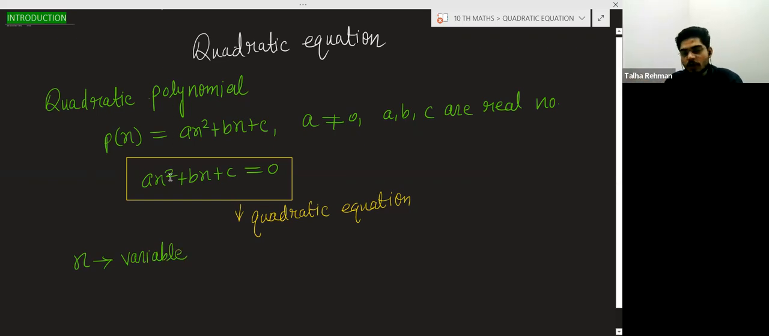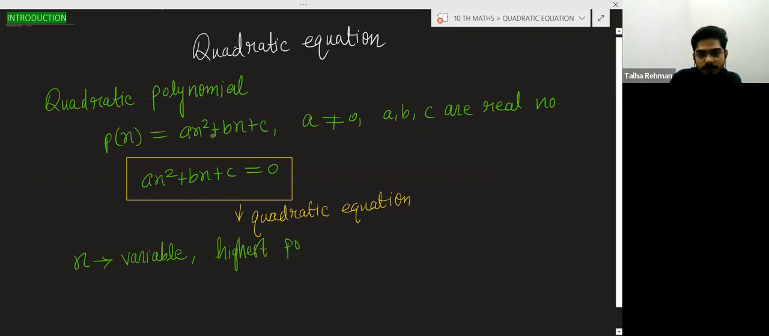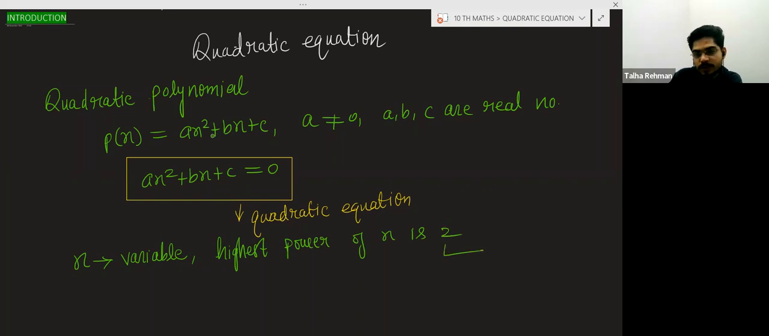That is known as the degree of the polynomial. If you see in this polynomial, the highest power of x is 2, and this 2 is the degree of the polynomial or the degree of this quadratic equation. Okay.